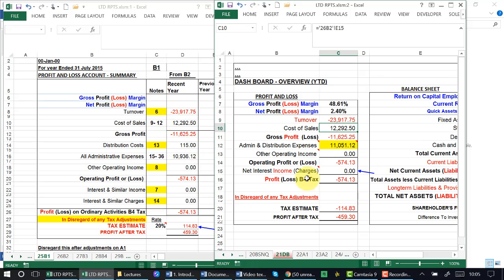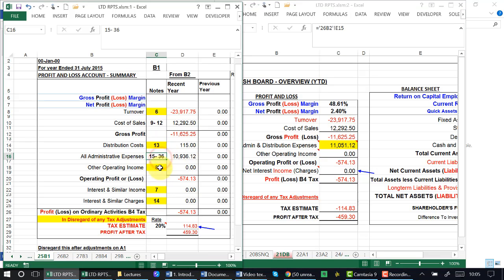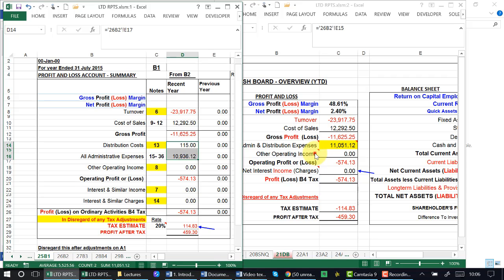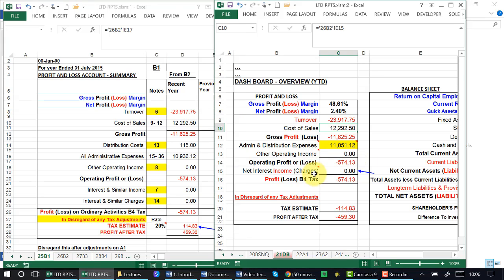We do not have to put space in this one because we've got it together for the balance sheet below. It's supposed to be a condensed report. Now we've got admin and distribution expenses. This is a sum of that 13, and this was B2. The sum of these two only gives this one. Then other operating income is coming straight from note 8, that one there.